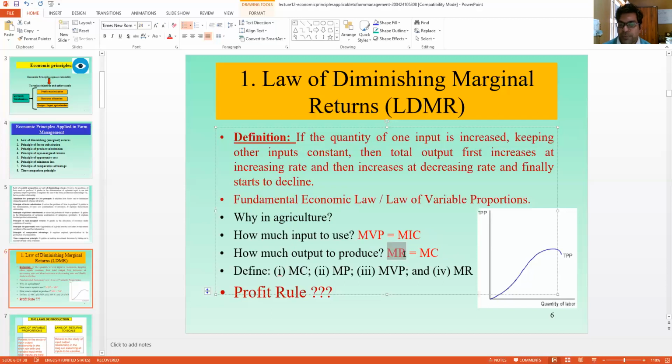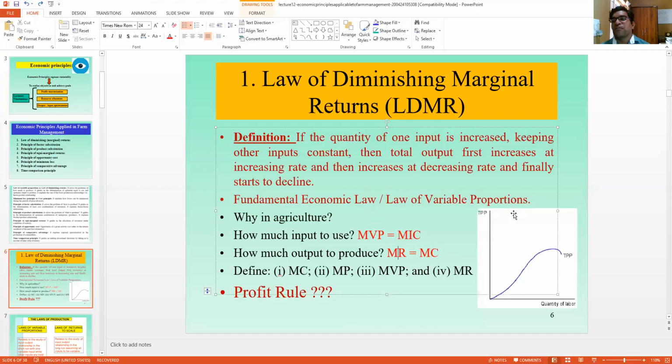So what is this MR? MR, marginal returns, is equal to delta TR upon delta Y, because we are asking how much output to produce, the optimal output level. MC, marginal cost, is equal to delta TC upon delta Y. So how to get this TR? We have only output, right? So how to get TR, total revenue or total returns? How to get TVP? We have output Y and we have input X. How to get TVP, total value product? Nothing but multiplying Y with the price per unit of Y.